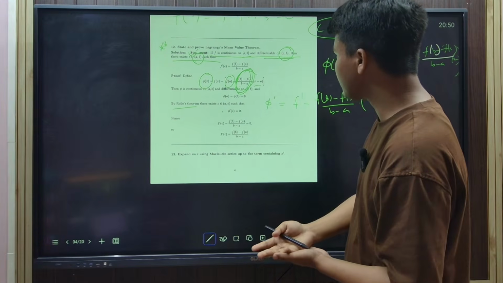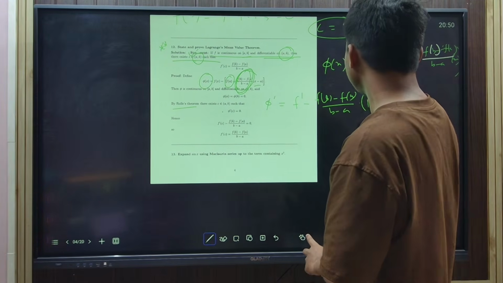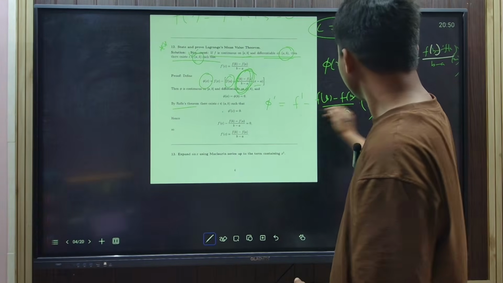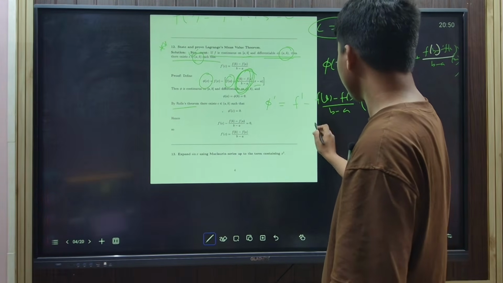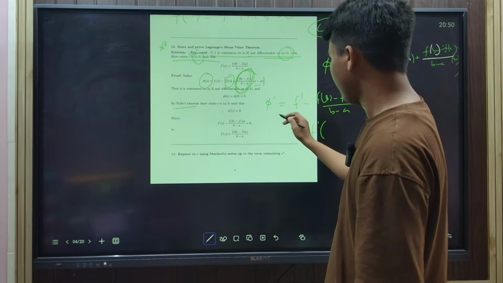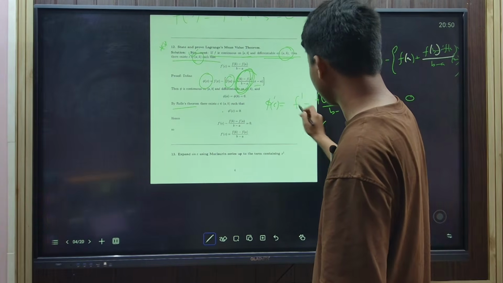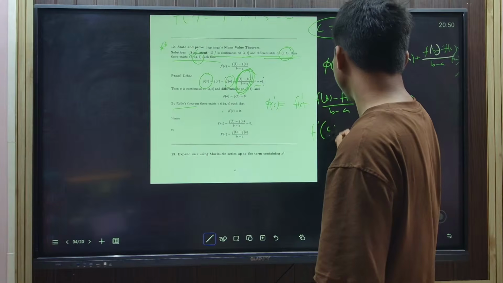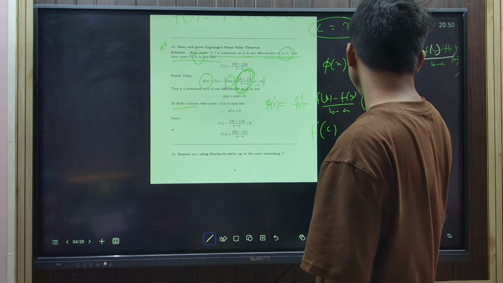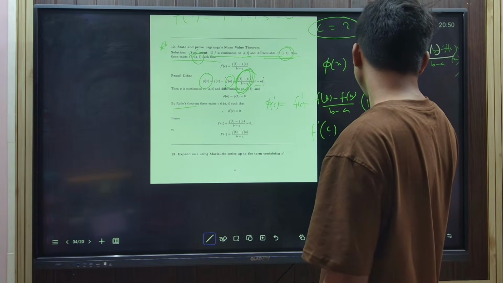So now f(b) minus f(a) divided by b minus a into x minus a. What is the derivative of x minus a? It is only 1, right? So this is exactly 0, that means phi prime is 0, that means f prime of any point c will exist for it. So ultimately f prime c equals f(b) minus f(a) divided by b minus a.